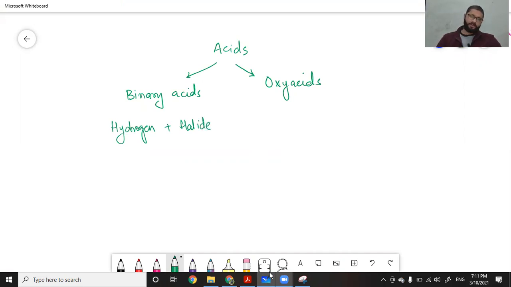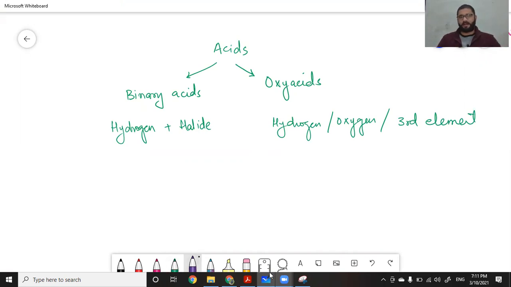While in terms of the oxyacids, they consist of hydrogen, oxygen, and any third element. If I give you some examples for binary acids, these are hydrogen and a halide: chlorine, hydrochloric acid, hydrobromic acid, hydrofluoric acid, and so on.